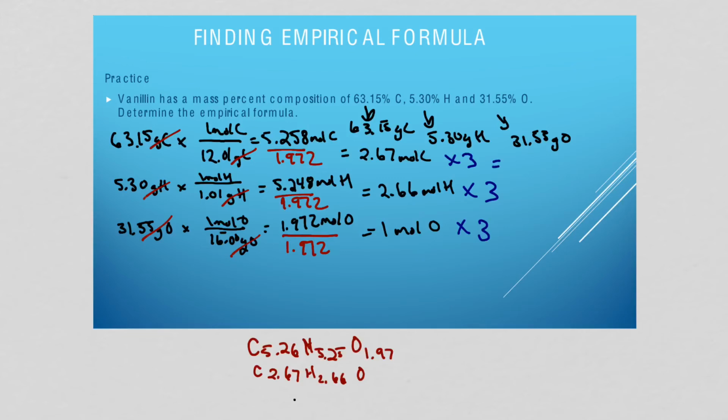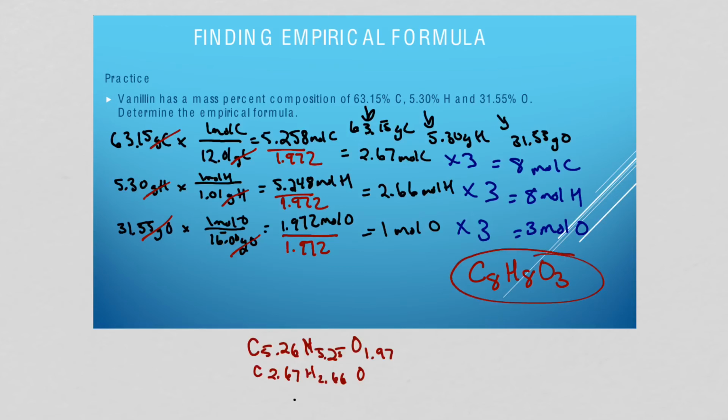And 2.67 gives me 8 moles of carbon, 8 moles of hydrogen, and 3 moles of oxygen. So now I have whole numbers. Now I can write this as an actual formula of C8H8O3. And that's going to be my empirical formula for vanillin.